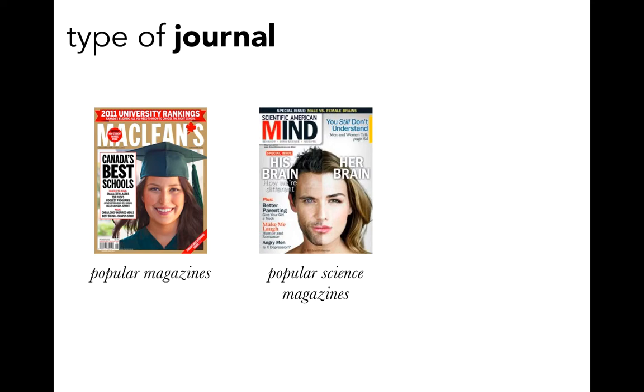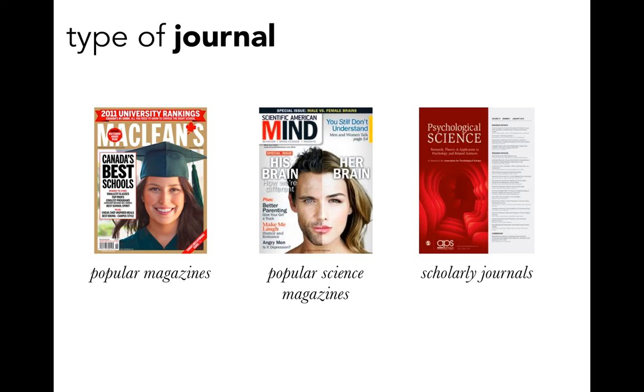Instead, you should be getting your sources from scholarly journals. Scholarly journals contain articles that describe high quality research that's been reviewed by experts in the field prior to publication. This is what we mean when we say primary source that is peer reviewed. It is a scholarly journal article.